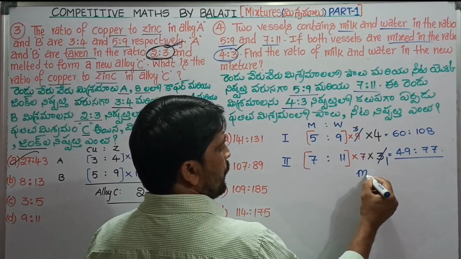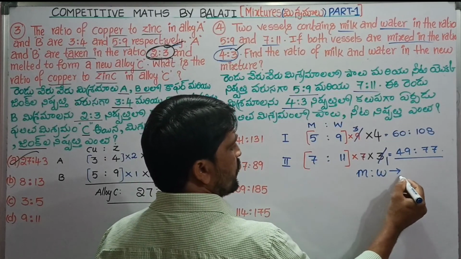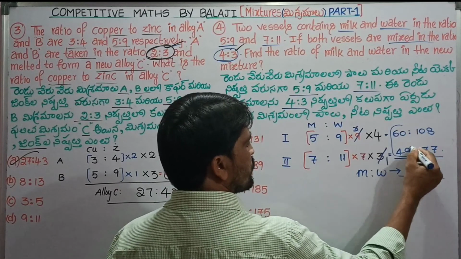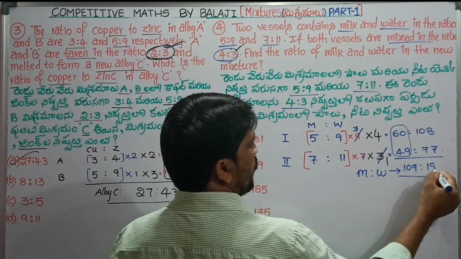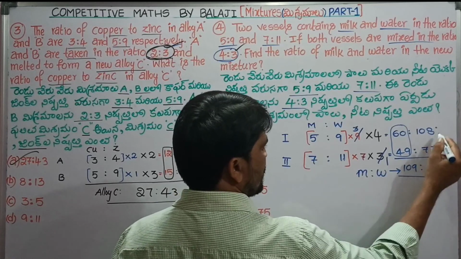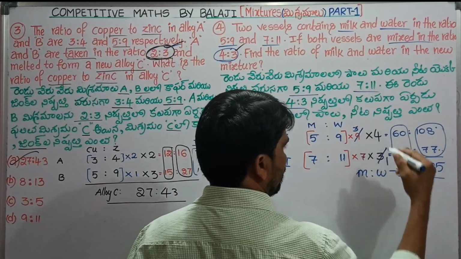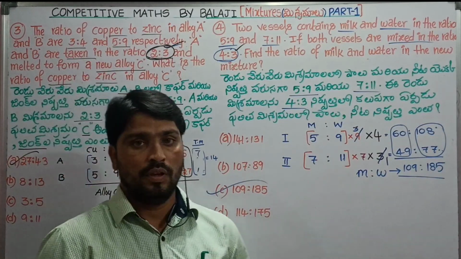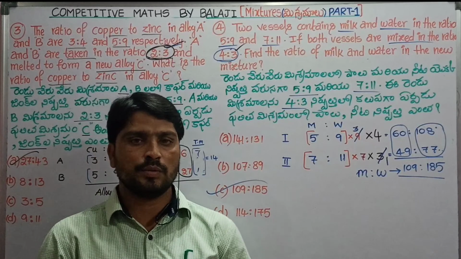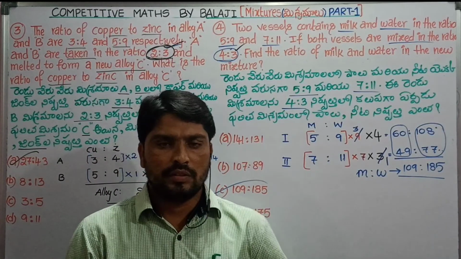That is, the milk to water ratio in the new mixture is 60 plus 49, 109, is to 108 plus 77, 185. So the answer is 109 is to 185. Okay students, this is part 1 of mixtures.